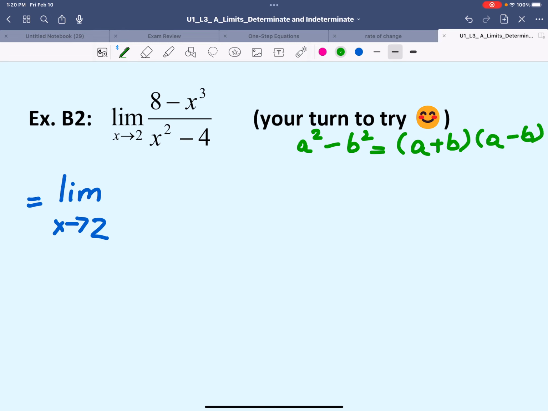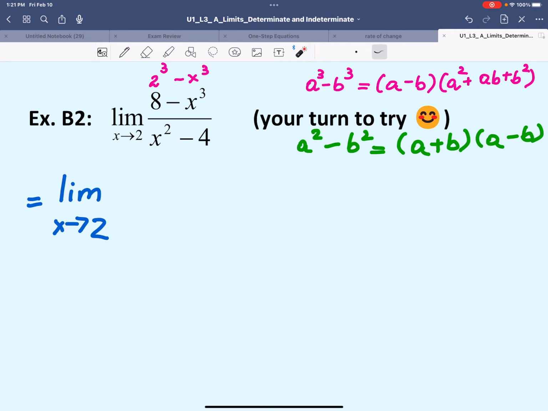And the numerator is the difference of cubes. You can probably tell here that the number 8 is 2 to the power 3, and then we have minus x to the power 3. So it's a difference of cubes. And to factor a difference of cubes, we use a minus b here. And then the other factor, if you remember, looks very much like the perfect square trinomial, with only one difference, that we're going to have no coefficient in front of ab, so no number 2, which makes this non-factorable.